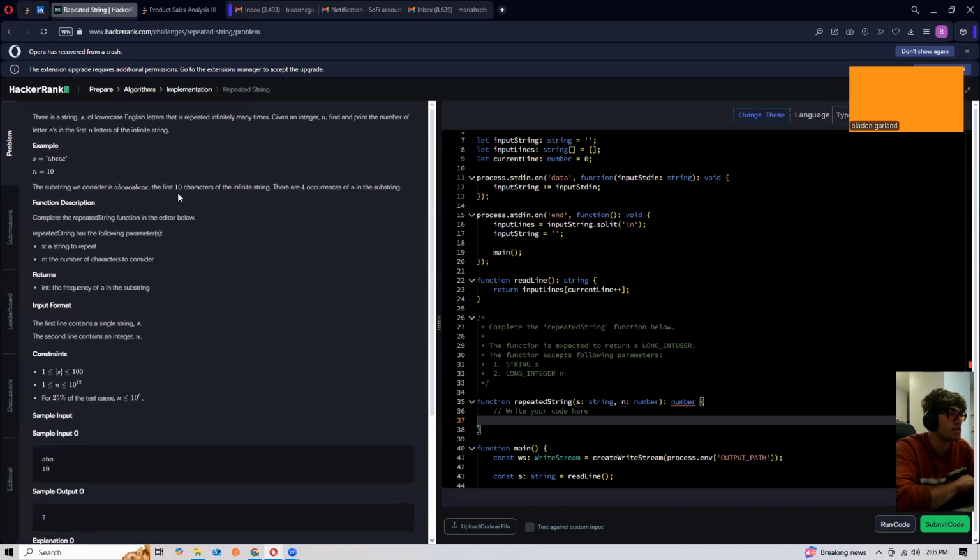The example they give us is S is equal to ABCAC and n is equal to 10. The substring we consider is ABCACABCAC, which is exactly 2 of our string. So they basically just merge 2 together. The first 10 characters of the infinite string. There are 4 occurrences of A's in that substring. Okay, so pretty simple problem so far.